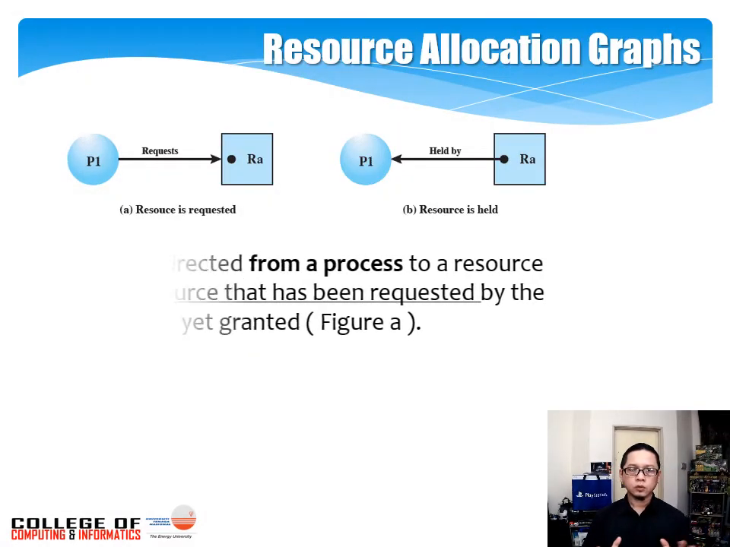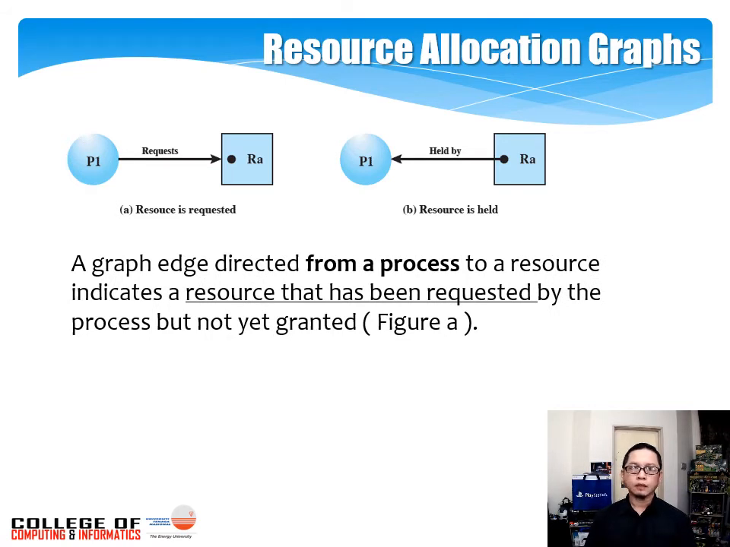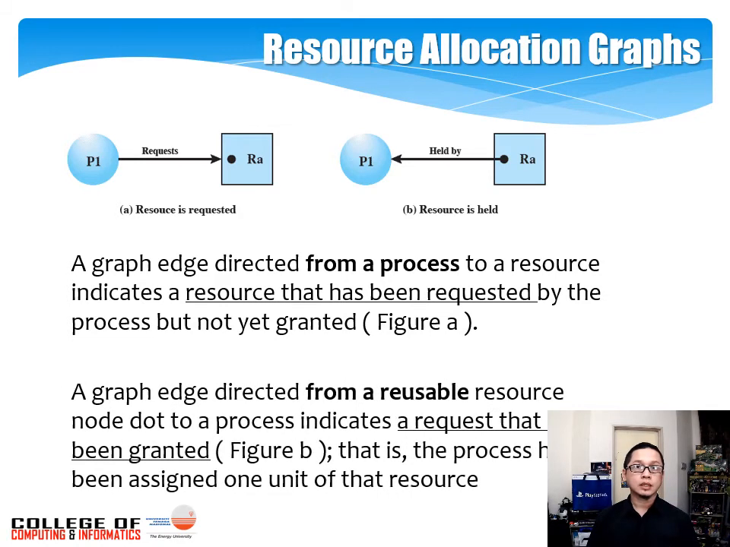So just remember again, if the arrow is pointing towards a resource, it means the process is requesting the use of that resource. On the other hand, if the arrow points towards the process from a resource, it means the process is holding that resource.